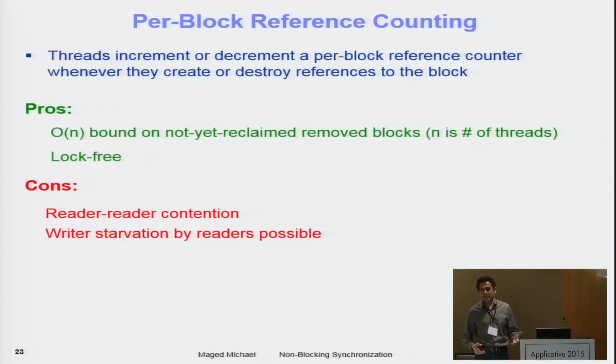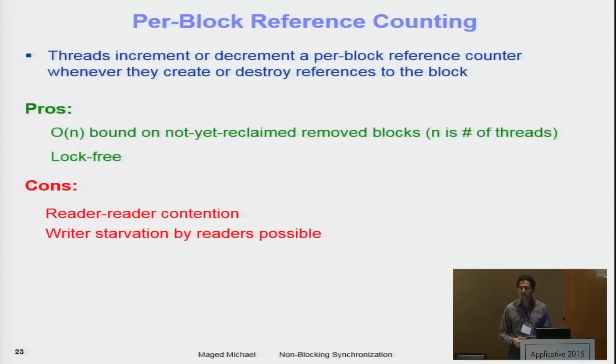Compared to ideal garbage collection, this is the next thing: if you have n threads, you can only have n collectible blocks that are not freed yet. It is lock free, but it's not wait free usually, because it usually involves compare and swap.